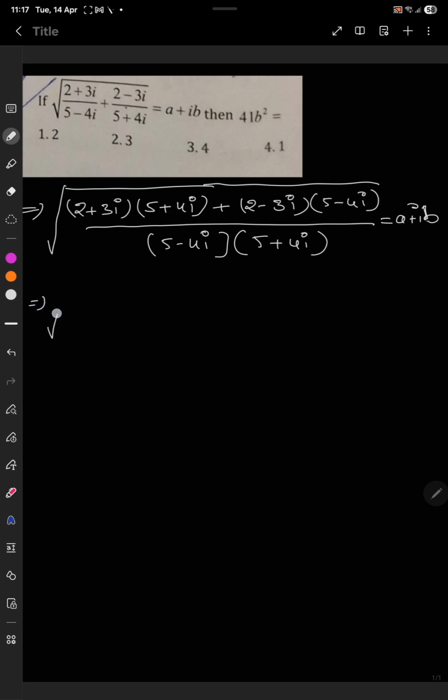Now by simplifying, so 10 minus 12, 2 4s are 8i, 3 5s are 15i, that is 23i. Next, so 2 5s are 10, minus into minus plus i square minus, that is 3 4s are 12, plus 2 into minus 4i minus 8i, minus 3i plus 5i minus 15i, minus 23i.